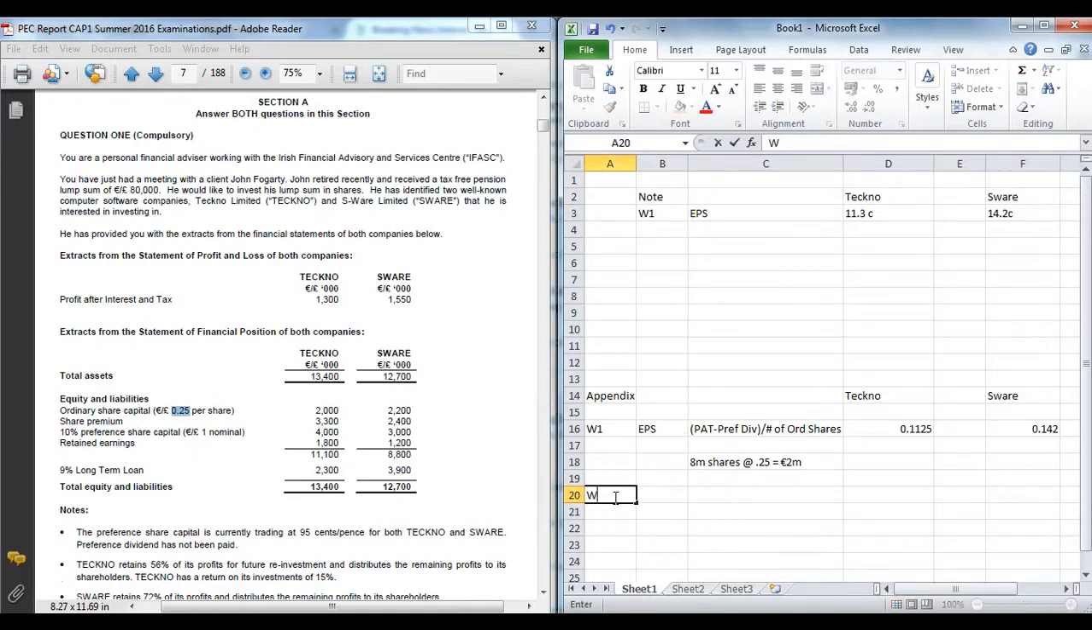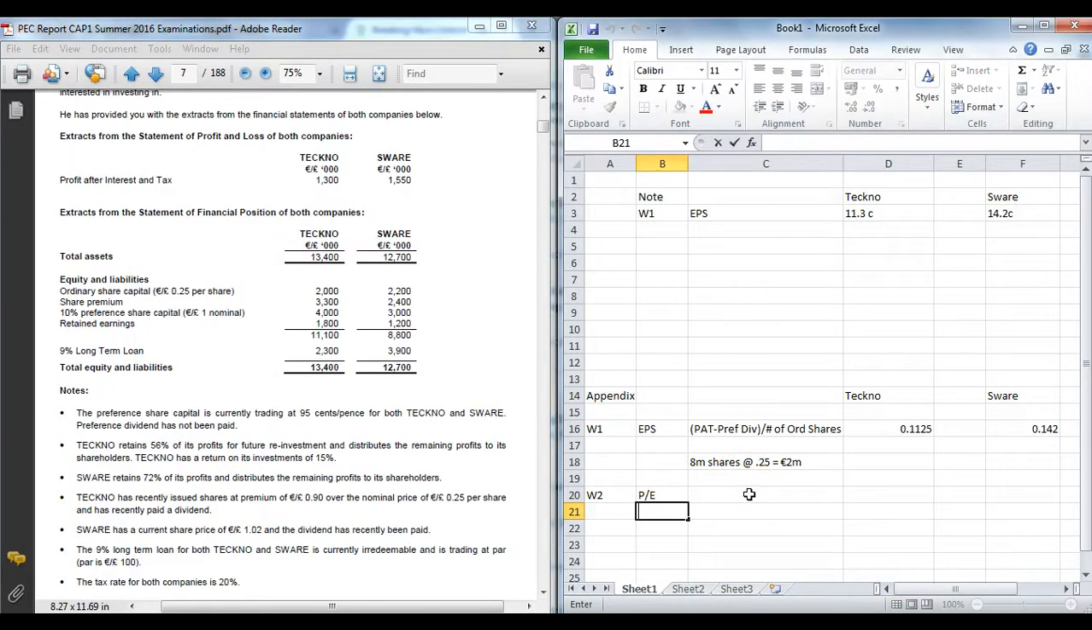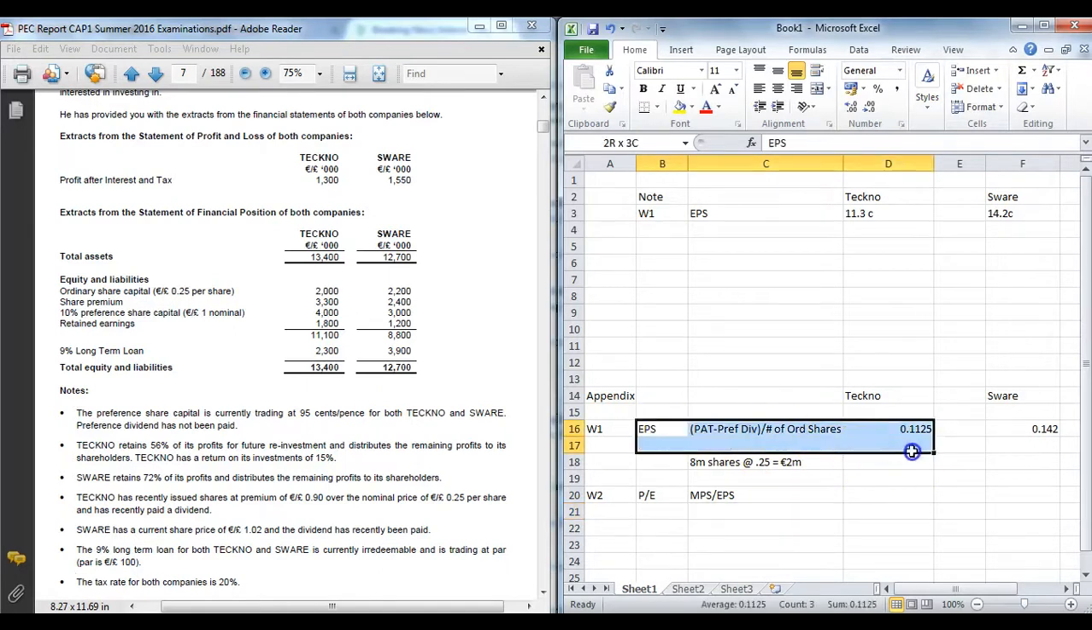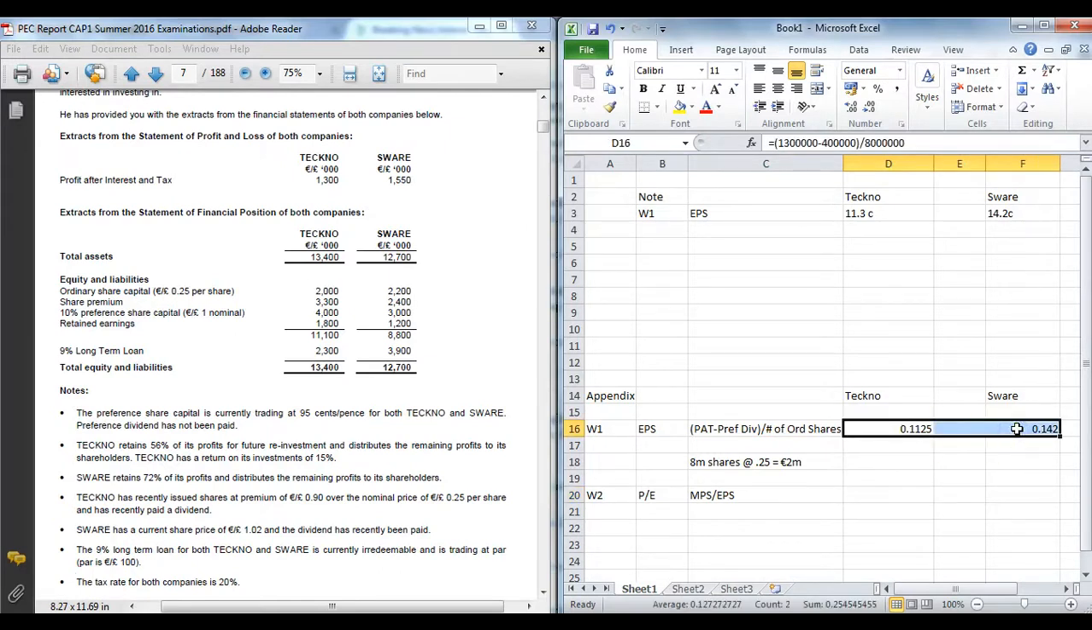Working two then is your price earnings ratio. So we asked for price earnings for the second one. That is the MPS, the market price per share, over the earnings per share. So you're actually going to be using the answer from the first one in the second ratio. So don't be too worried if you get this wrong, but you use your wrong figure in the next one, you won't be deducted twice. So you only lose the marks a single time.